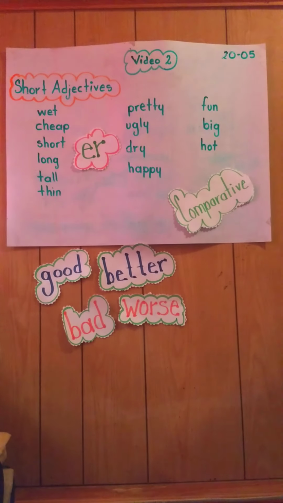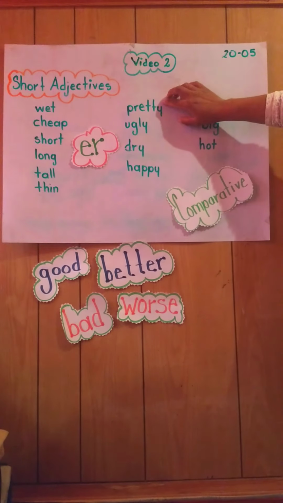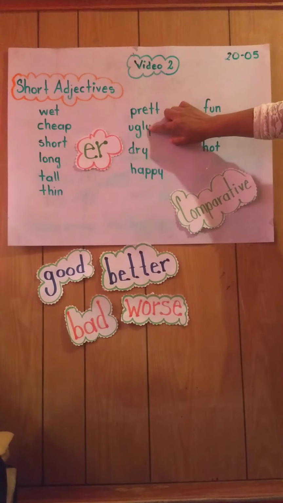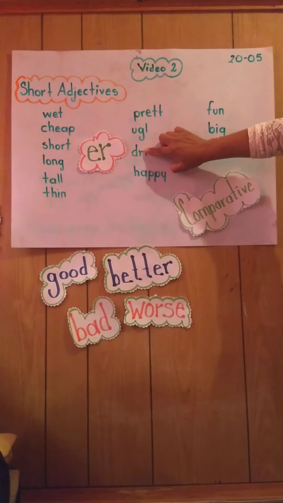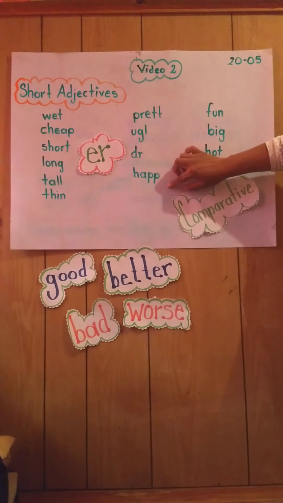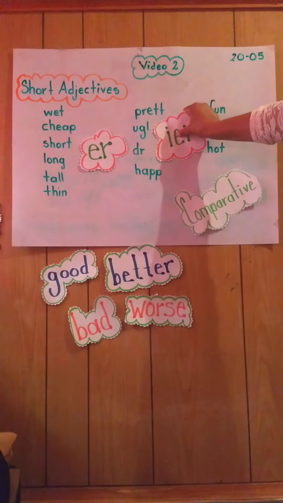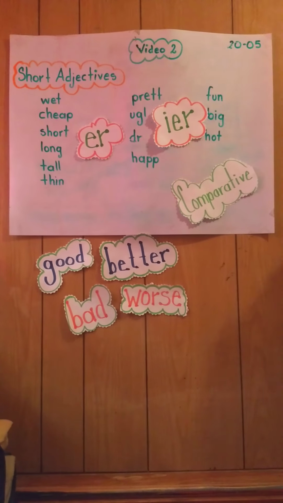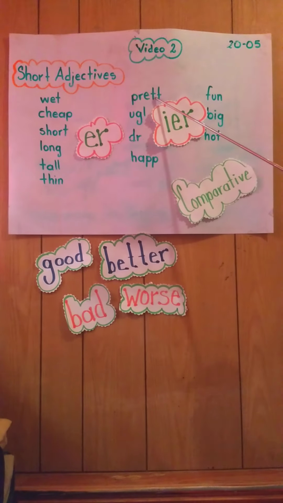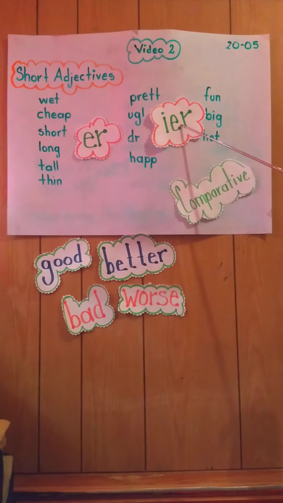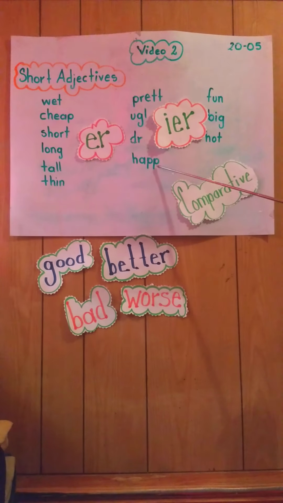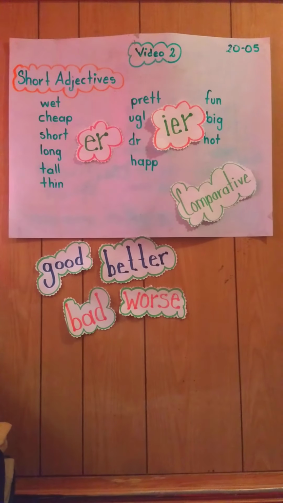Okay, students, in the second category, we are going to erase the letter Y, and we are going to change it for the letter I, and write the adjectives: prettier, uglier, drier, and happier. Okay?